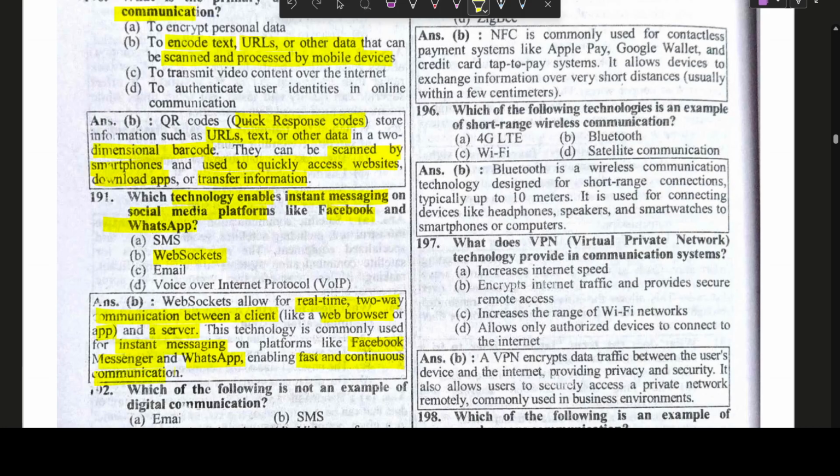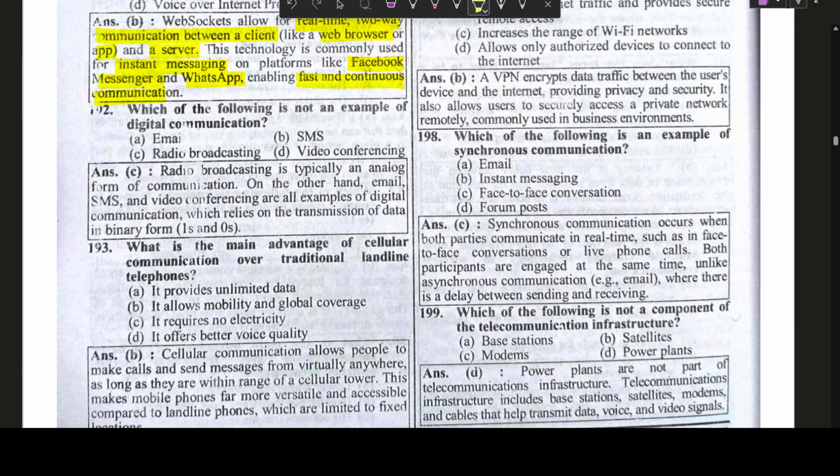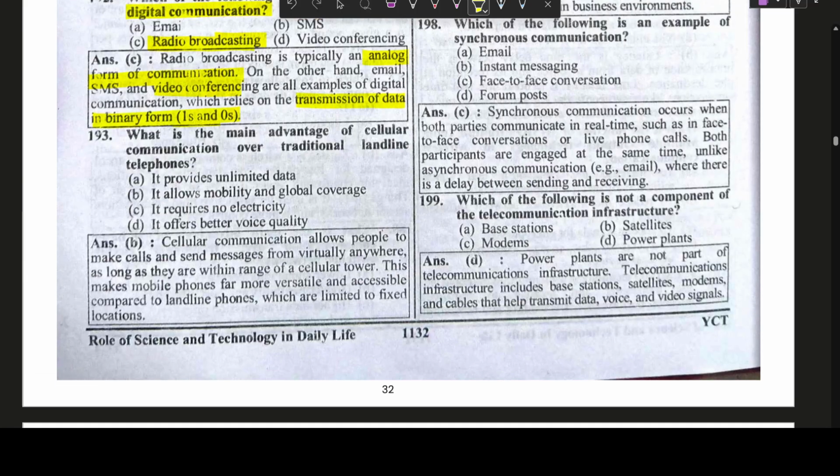So which of the following is not an example of digital communication? So C, radio broadcasting is typically an analog form of communication. On the other hand, email, SMS, and video conferencing are all examples of digital communication, which relies on the transmission of data in a binary form, 1 and 0.